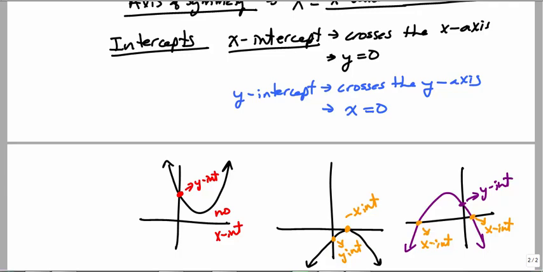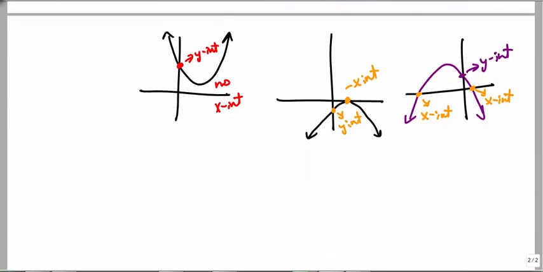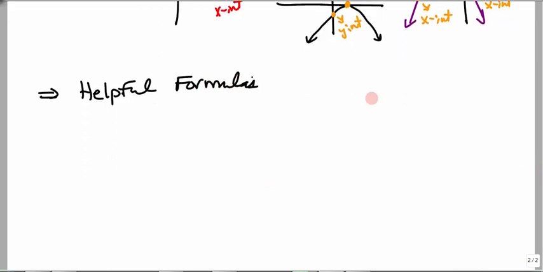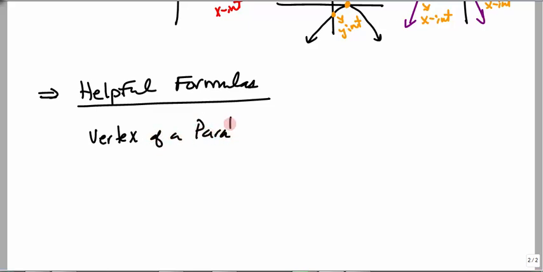So what we're going to do is take all of this information and go through and start graphing quadratic functions. Now there's going to be a lot of different ways we do this, and one of the ways that we're going to do this is by using a couple of formulas. So these are helpful formulas. When we talk about these helpful formulas, the first one is the vertex of a parabola. And I'm going to show you how to do these on your calculator as well.